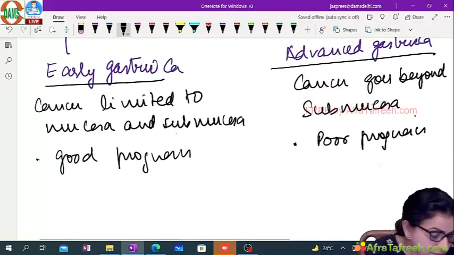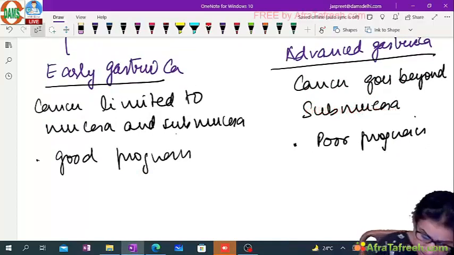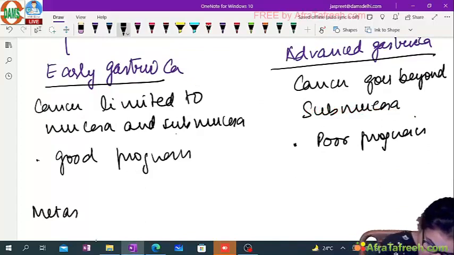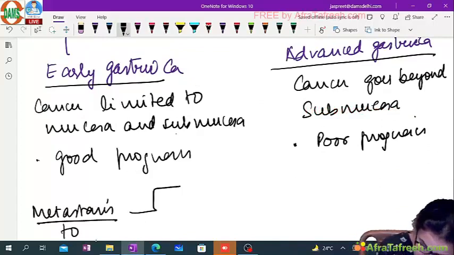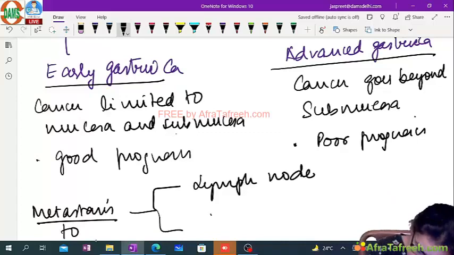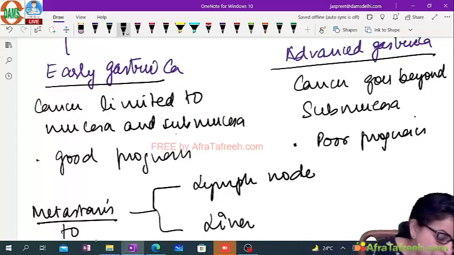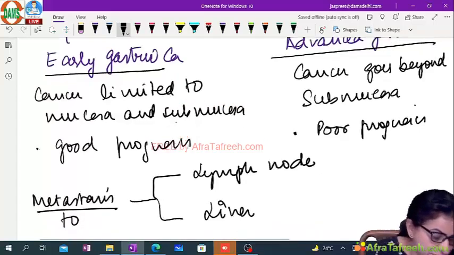Now gastric cancer is an aggressive tumor and it can metastasize. So where can it go? Gastric cancer can metastasize to lymph nodes, and it can produce mets to the liver.